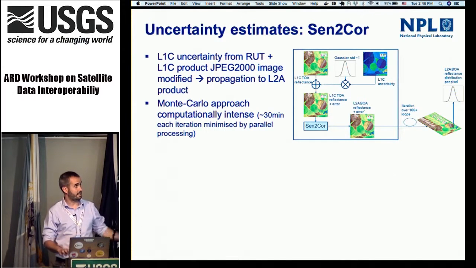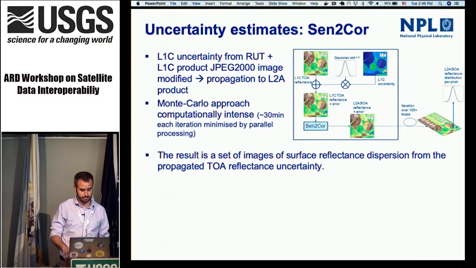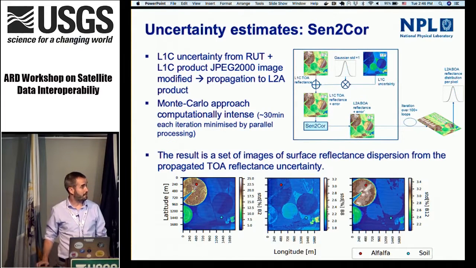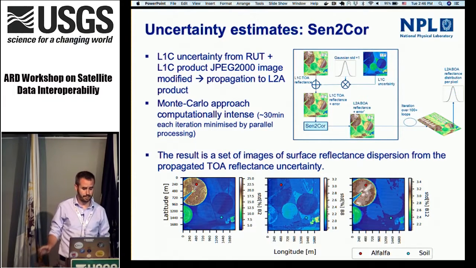So here you've got an illustrative example of how the process worked. What I developed is a set of images of surface reflectance dispersion as a result of the propagated Level 1 uncertainty. Here you've got an example of band 1, band 2, band 8, and band 12. You can see that for each pixel you get variations depending on whether you are in alfalfa or soil areas, and the uncertainty levels are completely different.